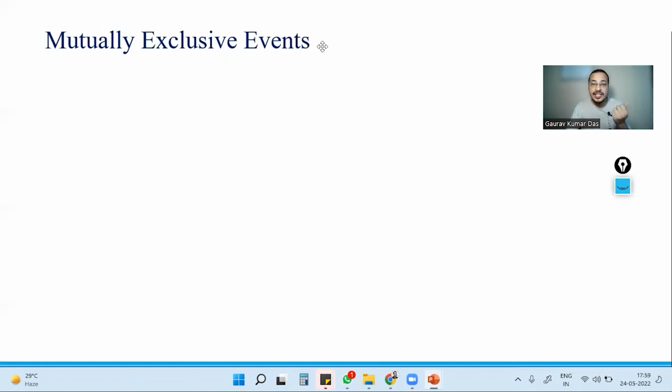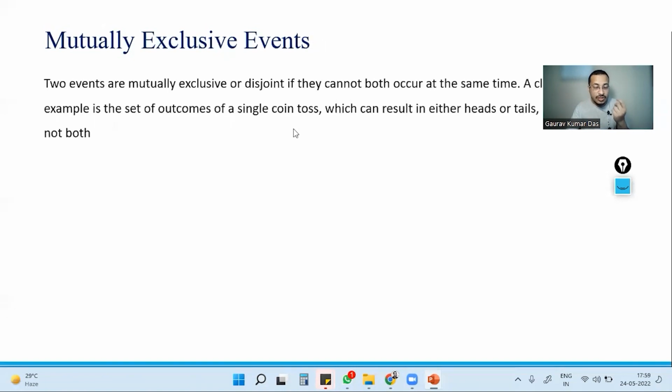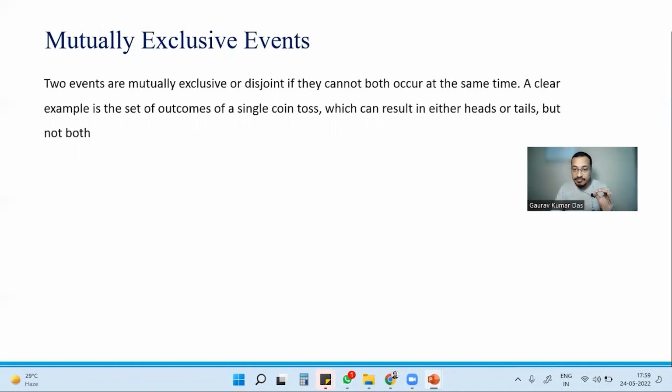What are mutually exclusive events? 2 events are mutually exclusive, or disjoint, if they cannot occur at the same time. A clear example is the set of outcomes of a single coin toss, which can result in either heads or tails, but not both. It can result in a head or a tail, but both of them simultaneously cannot happen. That is why we asked the question, what's the probability of a head or a tail coming up? That will be 100%. What's the probability of a head and a tail resulting simultaneously? The probability will be 0.